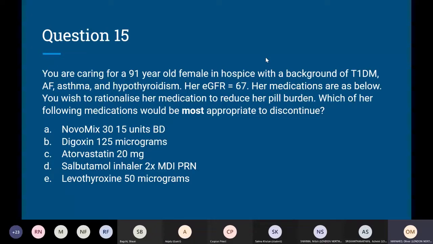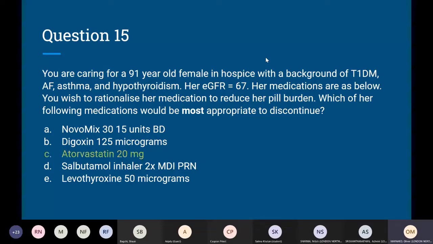So last question, almost there. You have a 91-year-old female in hospice with a background of type 1 diabetes, AF, asthma, and hypothyroidism, with an eGFR of 67. Her medications are as below. You wish to rationalize her medication to reduce her pill burden. Which of the following medications would be most appropriate to stop? Yeah, so this is quite an easy one to end with.